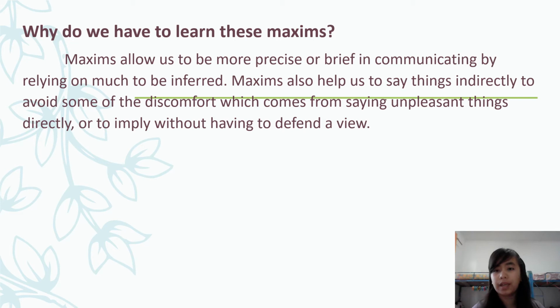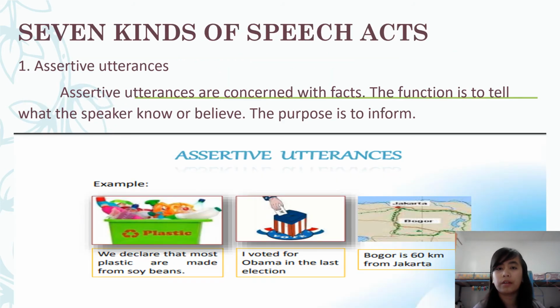After I explain about maxims, now I want to explain why we know the maxim. Here there are 7 kinds of speech act from what I have explained before. The first one is assertive utterances.